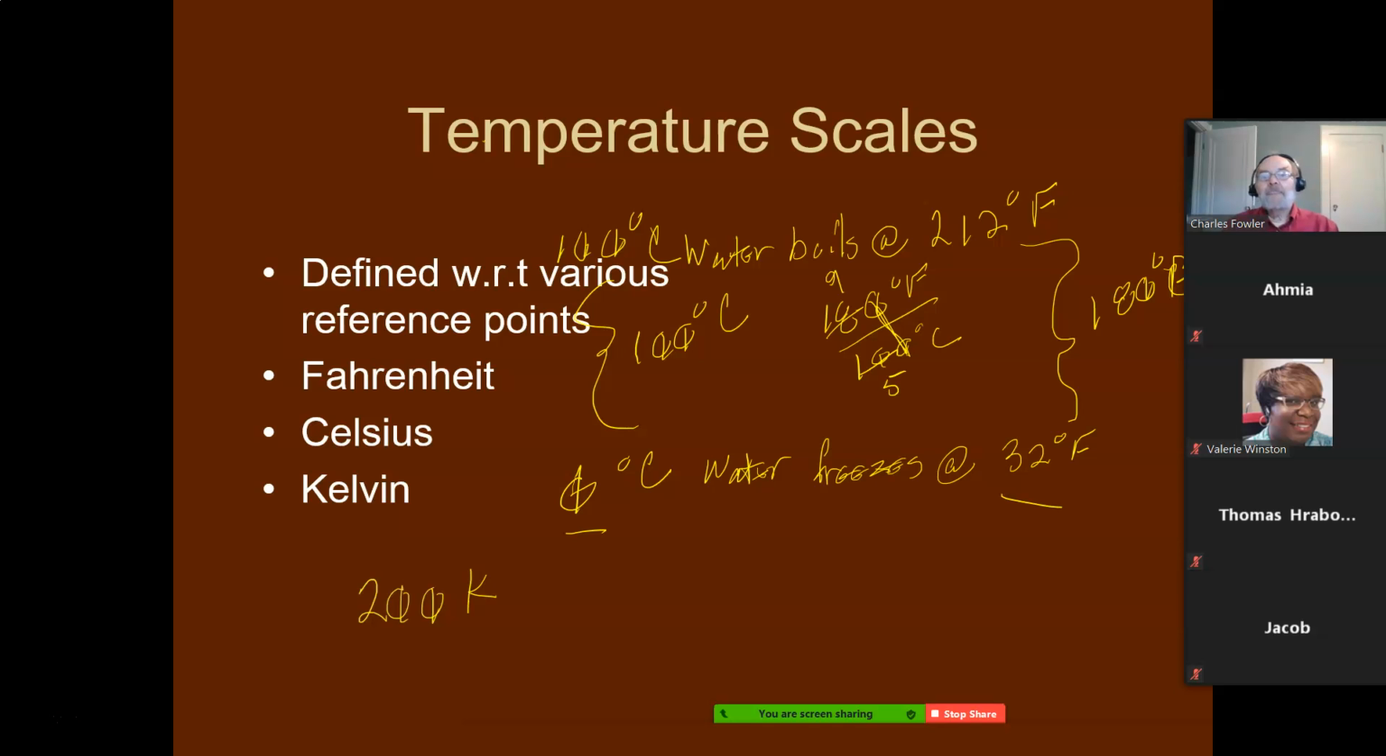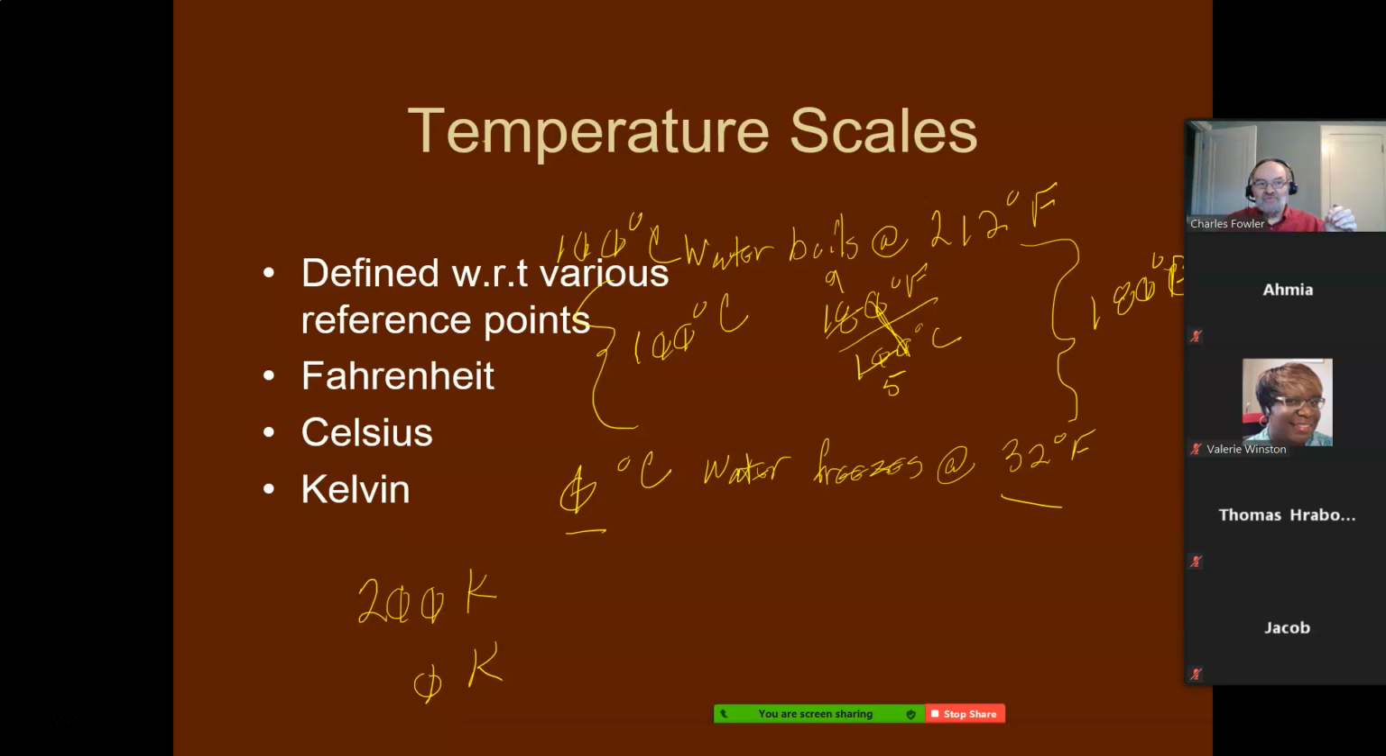Now, they had to decide where, we know where the 0 is for Kelvin. That is absolute 0, as cold as you can ever go. You know you can get below 0 on Celsius. You know you can get below 0 in Fahrenheit. 0 K is as cold as you can ever get. In fact, you can't even get there.